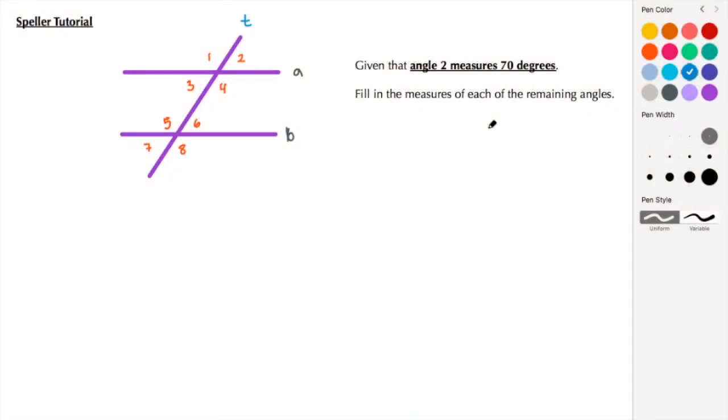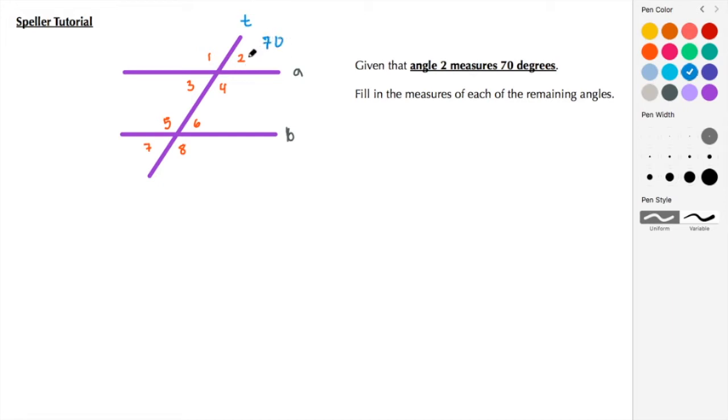Dispeller Tutorial Services. In today's tutorial, we're going to fill in all of the measures of each of the angles, given that segment A and B are parallel and that T is a transversal.